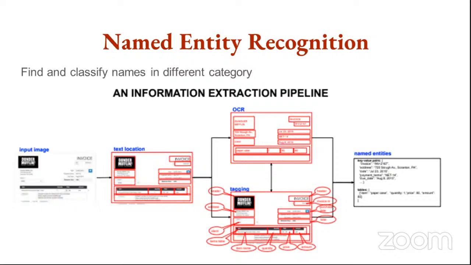So: input image, text location. Given an input image, we have to find the text locations. Then we have to do optical character recognition. And finally we apply a name tagger to tag the entities and assign class labels to those entities. That would be the output, so named entities would be the output. Our task is to find and classify names in different categories.